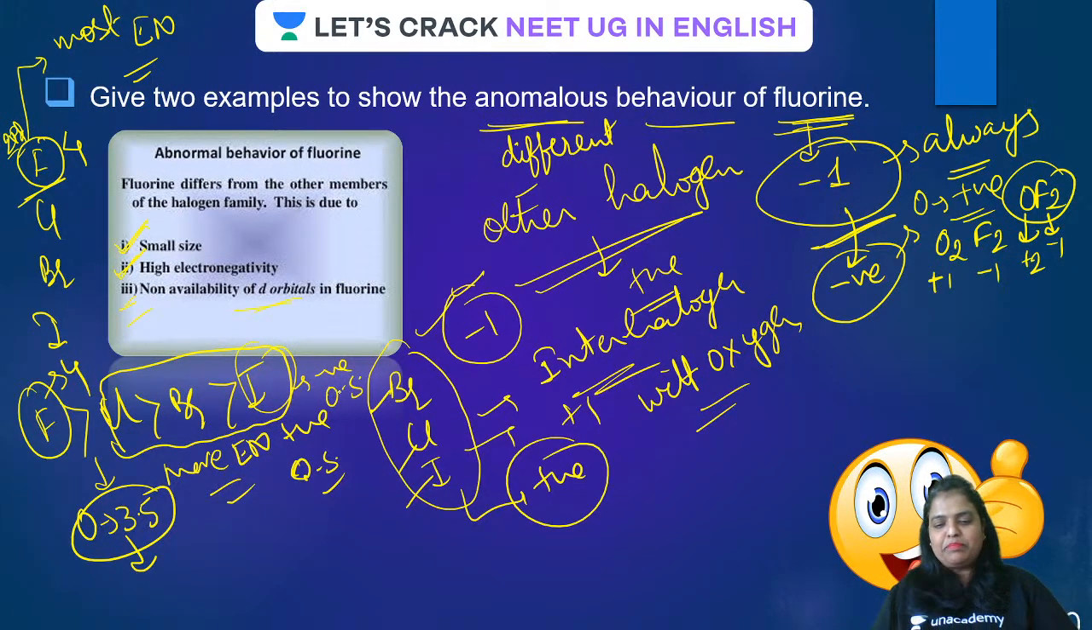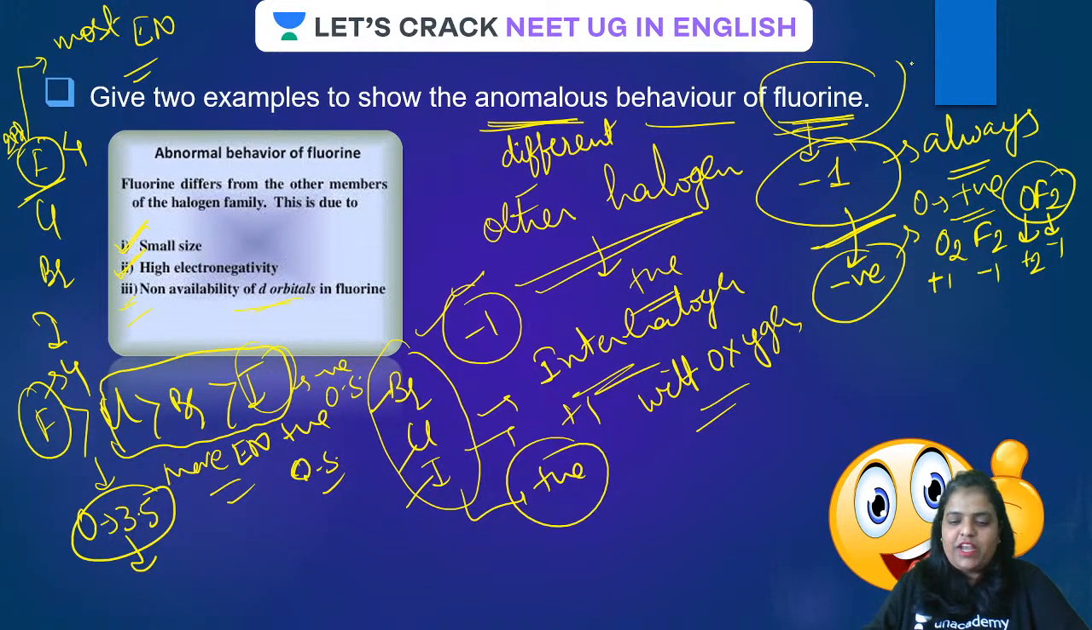So this is the anomalous behavior of fluorine. It is different from other members of the halogens in that it always shows -1 oxidation state, whereas other halogens may show what?